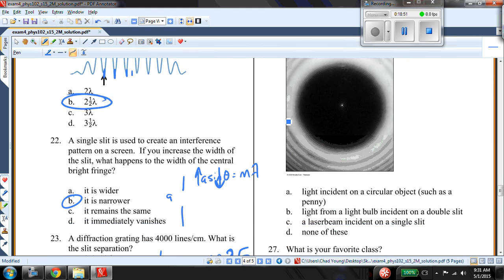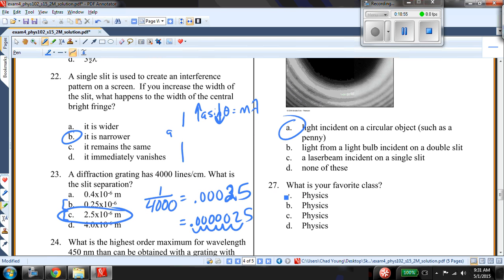What caused the diffraction pattern in this picture? We've had this question before. It was in the online test, or the quiz rather. And what is your favorite class? Oh, let's see, it's hard to choose, but I'm going to go with A.